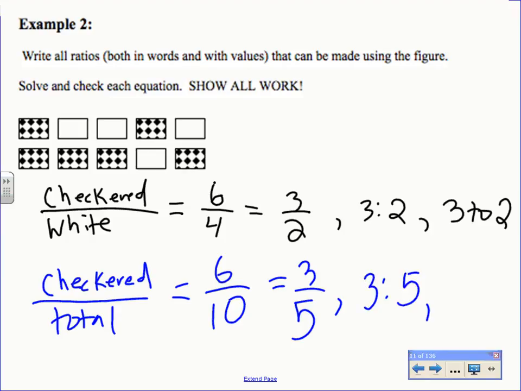Good, 3 to 5. Okay, questions on the checkered white rectangle problem? We're just doing 2 of them. There are many more we can do, but I'm sure you get the point. Okay, flip over. Don't drop your notes. Flip over.